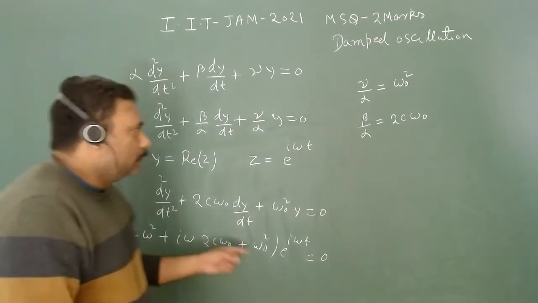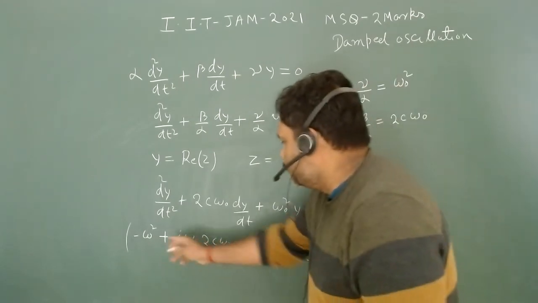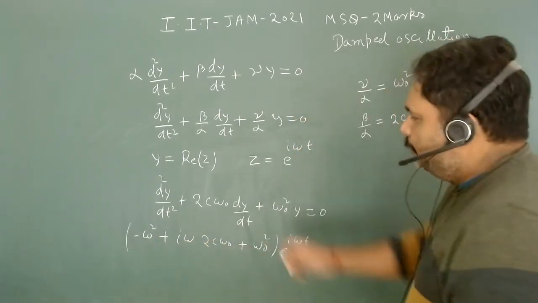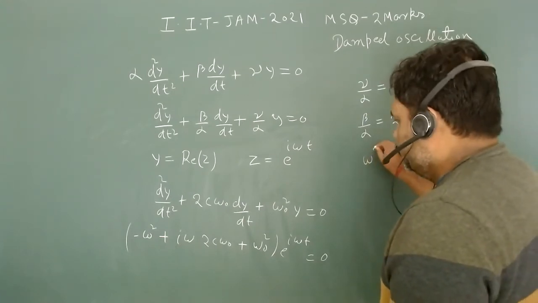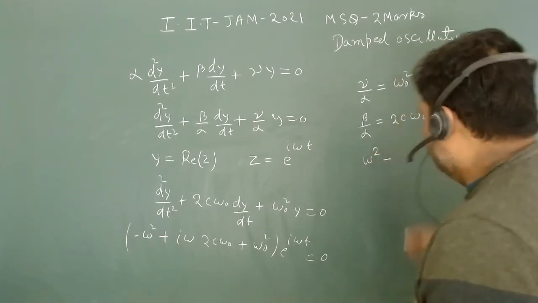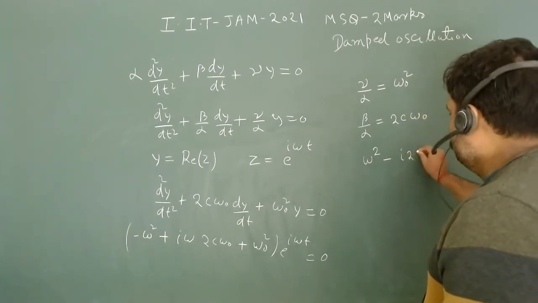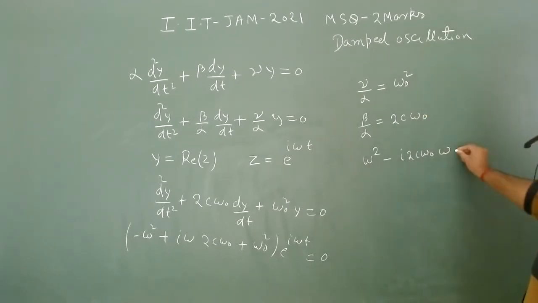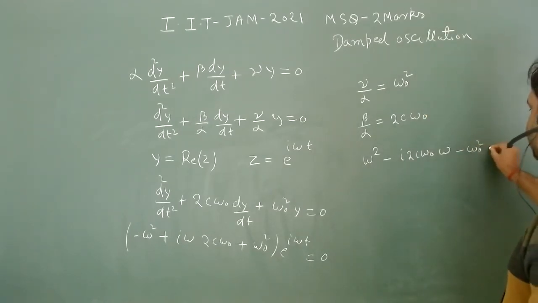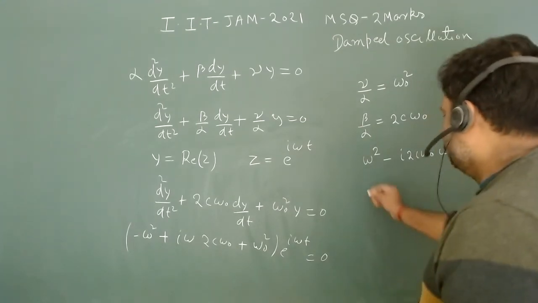This is the non-trivial solution. So let us try to get the value of omega. So we have to solve one quadratic equation. This quadratic equation is omega square minus i 2c omega naught into omega minus omega naught square is equal to 0. So we have two roots of this particular omega.